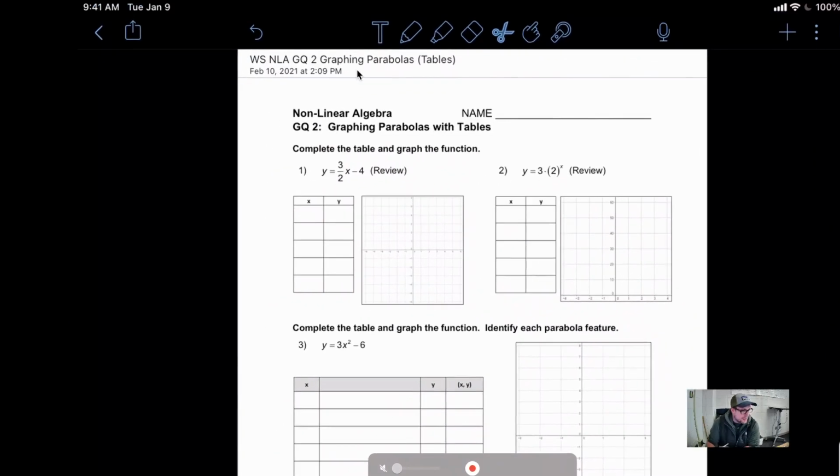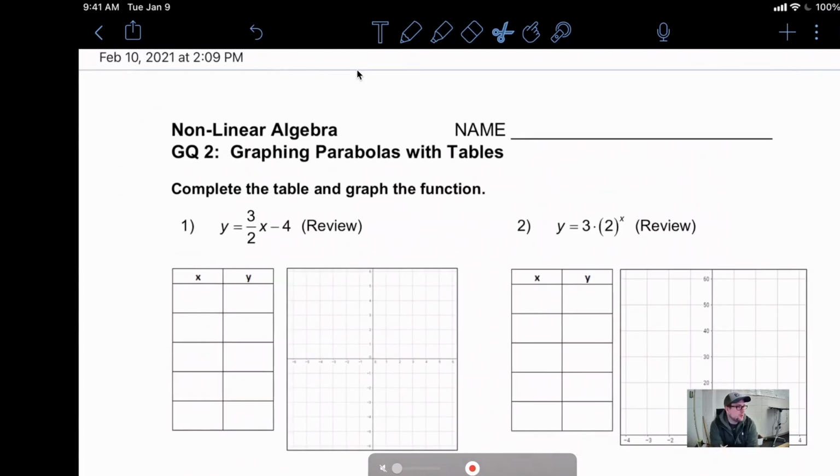Today we're going to be talking about standard GQ2, which is graphing quadratics. Today we're going to get into the details a little bit more as to how we actually graph these things. Yesterday we were looking primarily at different parts of these quadratic functions, but today we're going to get into the details of how we actually produce these graphs.